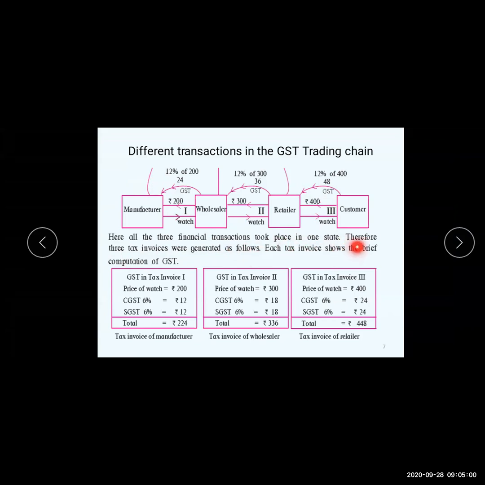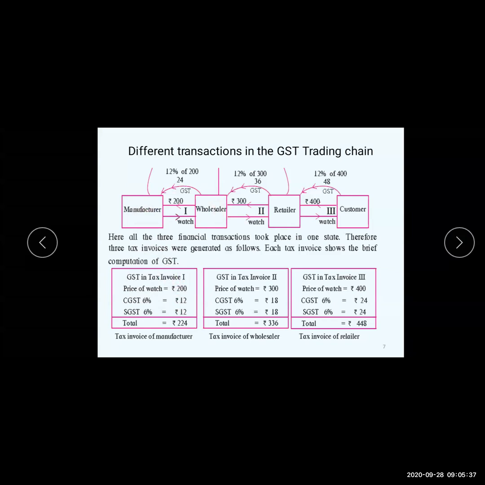Now each tax invoice shows the brief computation of GST. See here, GST in tax invoice first, that is of the manufacturer. Price of the watch is how much? 200 rupees. So CGST is 6%, that is rupees 12, and SGST is 6%, rupees 12. As we have seen, CGST and SGST are always equal, and they are half of GST. Total is 24. So if we add this 24 to 200, it will be rupees 224. This is the tax invoice of the manufacturer.